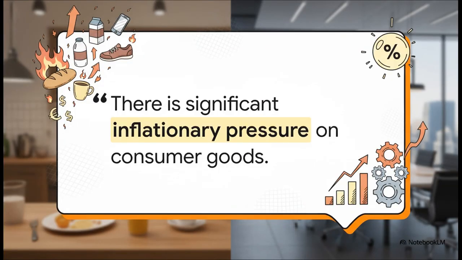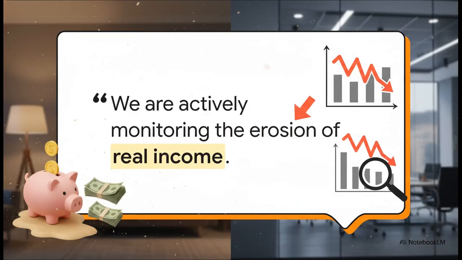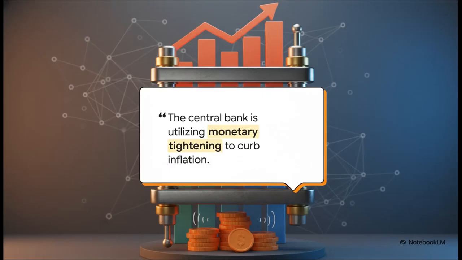There is significant inflationary pressure on consumer goods. All right, let's try the next one. We are actively monitoring the erosion of real income. Last one, nice and strong. The central bank is utilizing monetary tightening to curb inflation.